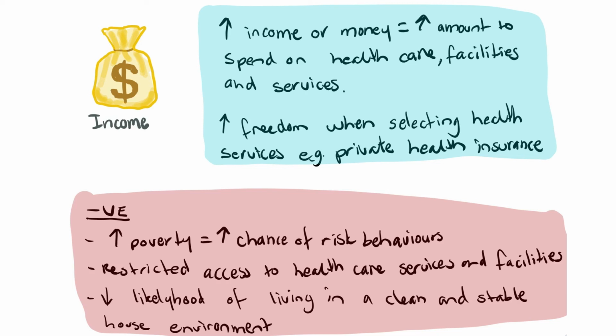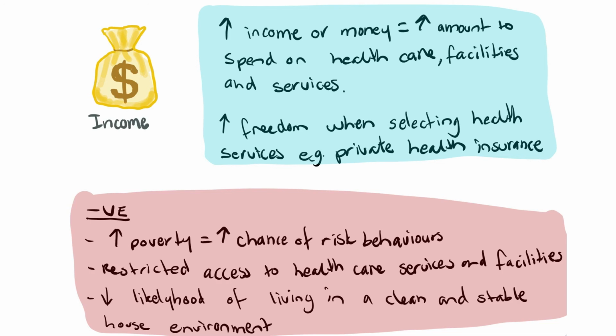This can also come when we look at combining that with education. Lower education levels mean that their health literacy skills are lower, so they're less likely to actually access information and knowledge about their health. So that's where education and income can come hand in hand.